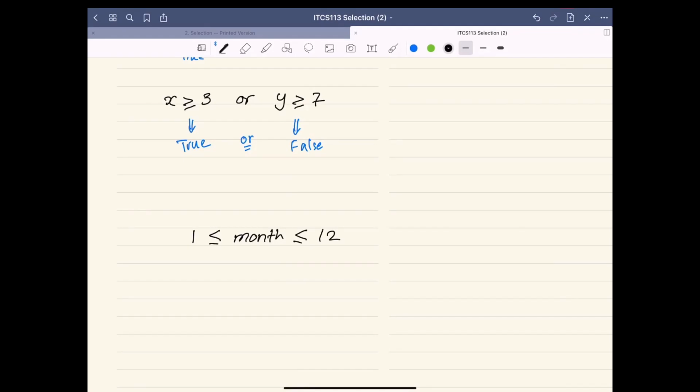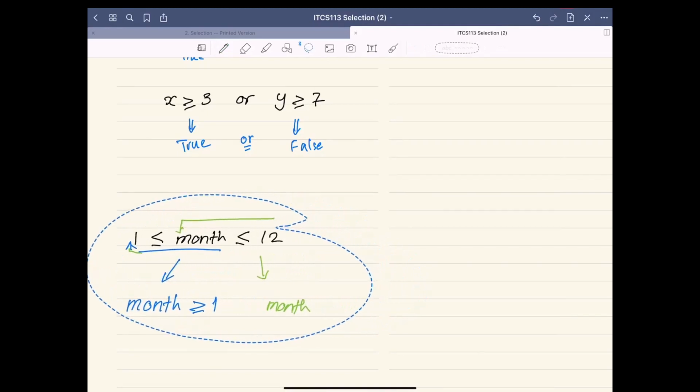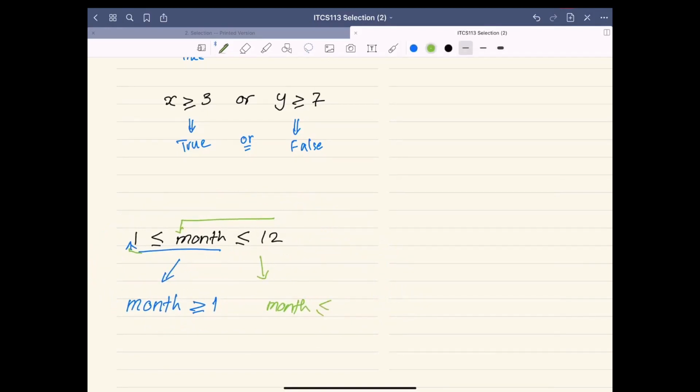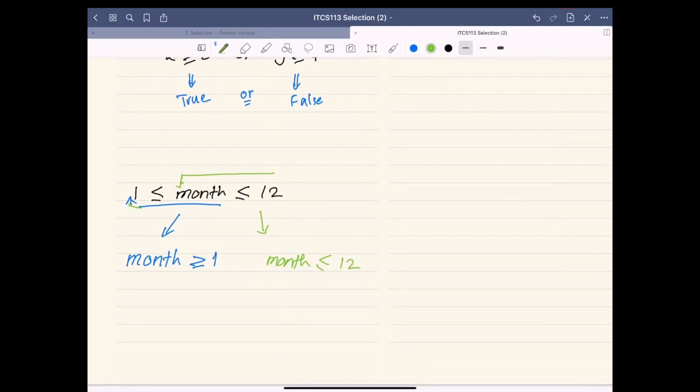Here this expression in fact consists of two separate conditions. The first condition is this part, the second condition is this part. So this is the second part and this is the first part. So what is the first part? You can put the variable first. You can say that this is month greater than or equal to 1. And what about the other condition? The other condition will be month less than or equal to 12. So they are two conditions.